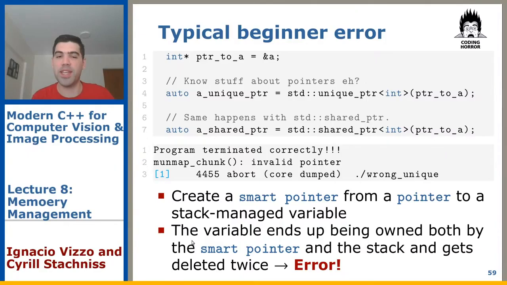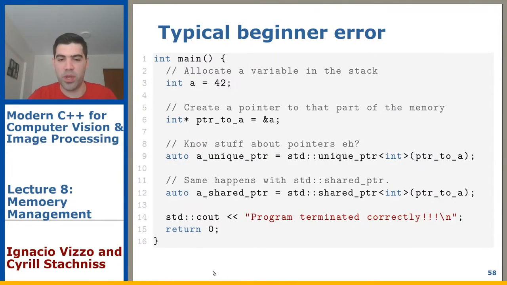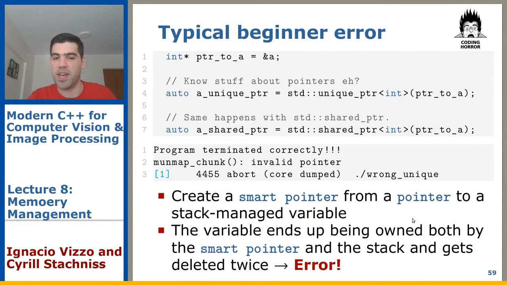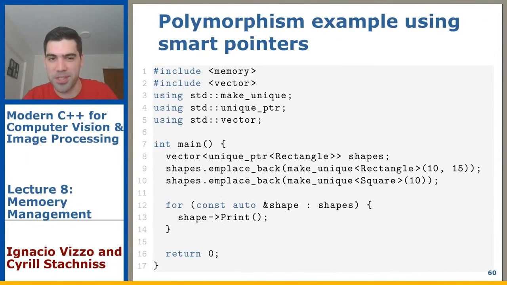The shared pointer will delete it, and when you reach the end of the scope of the program, you will also delete it. So remember, that's why you see the program terminated correctly message, and then a core dump, right? Why is this? It's because there is a conceptual error: you should not point to stack variables, to variables that are in the stack memory.